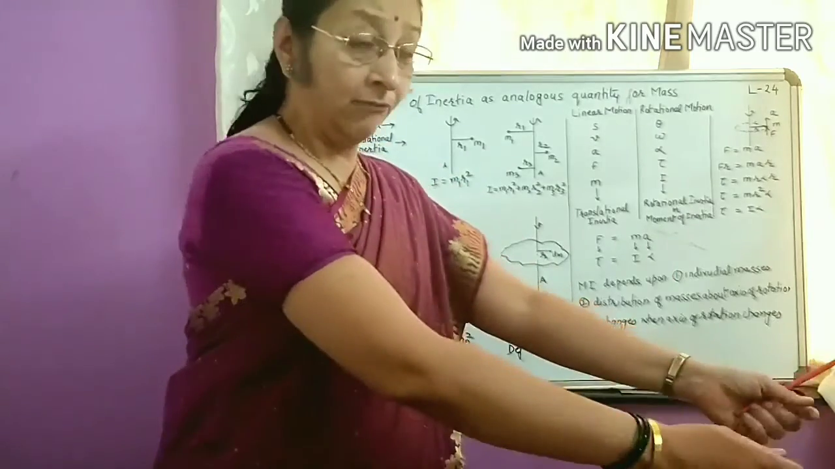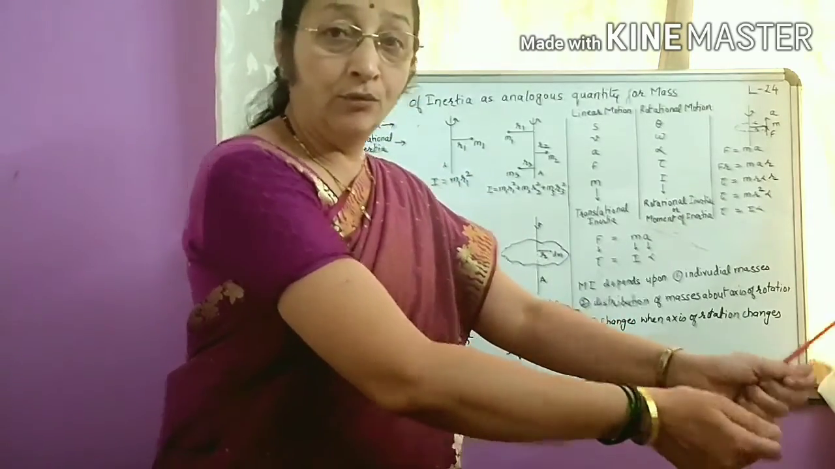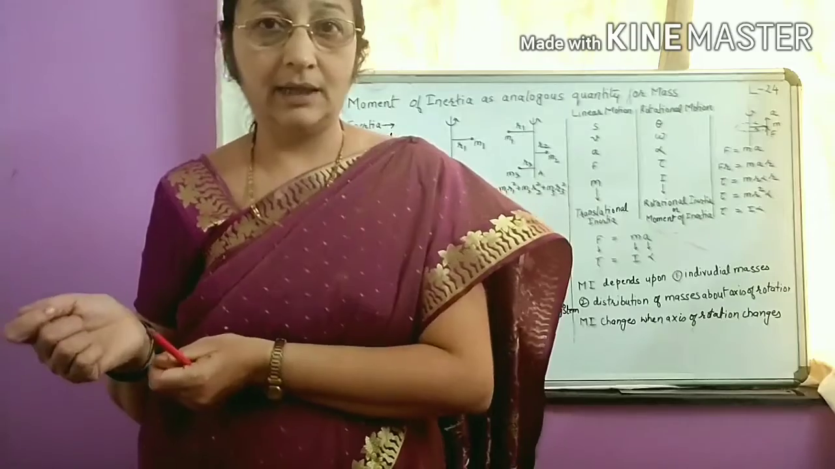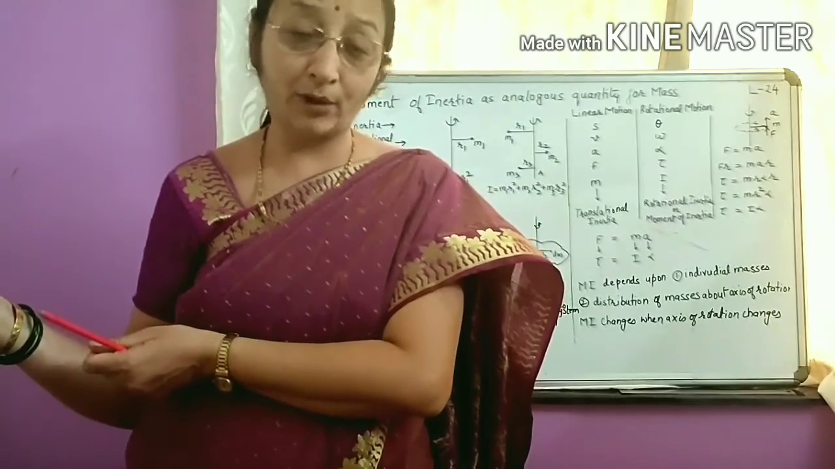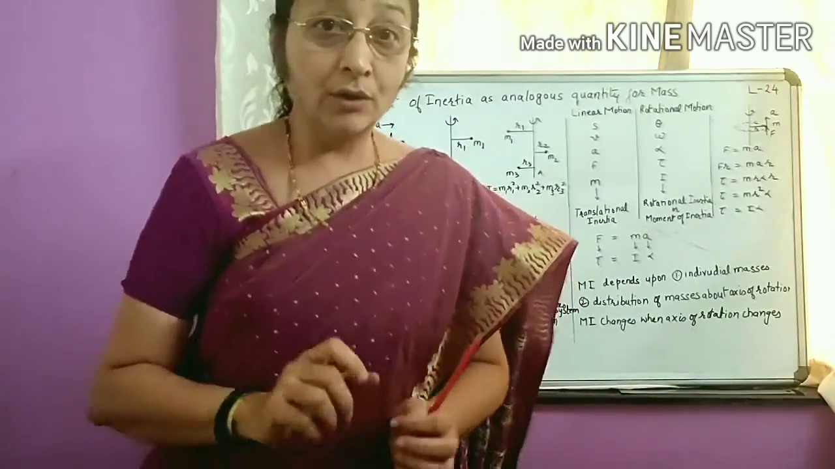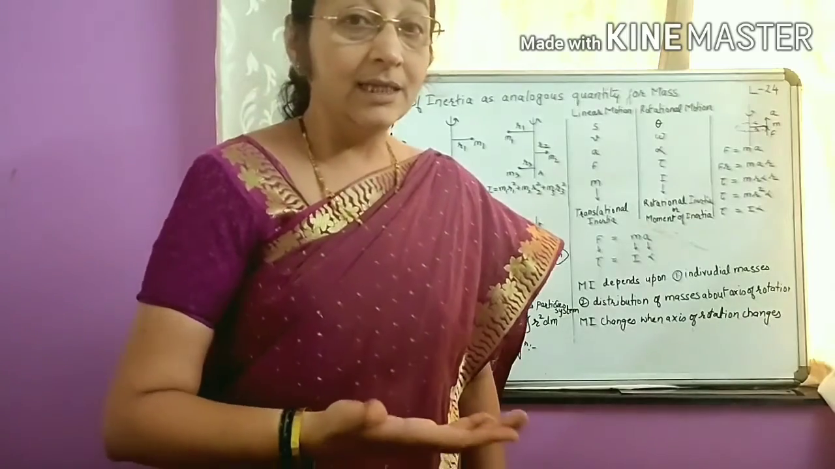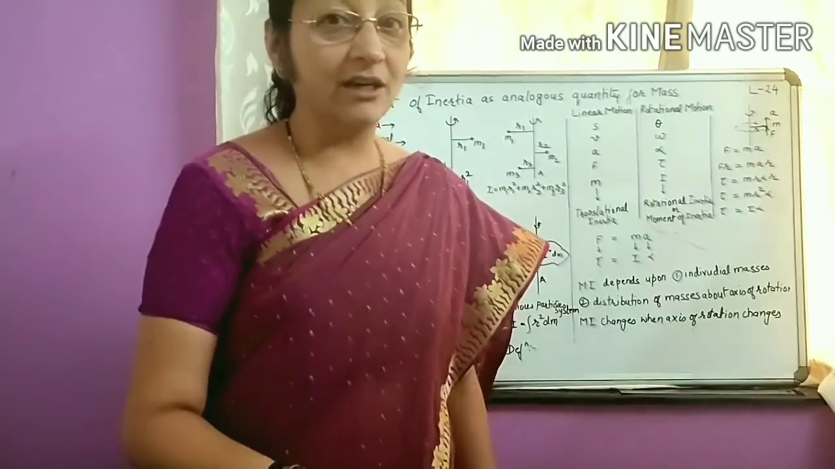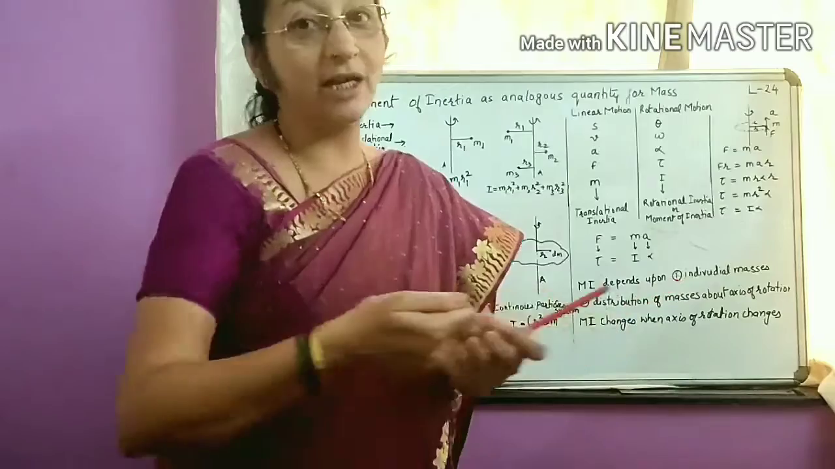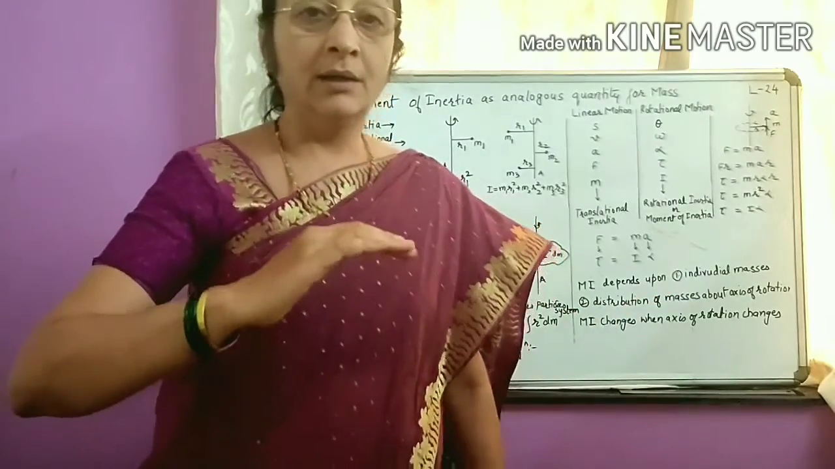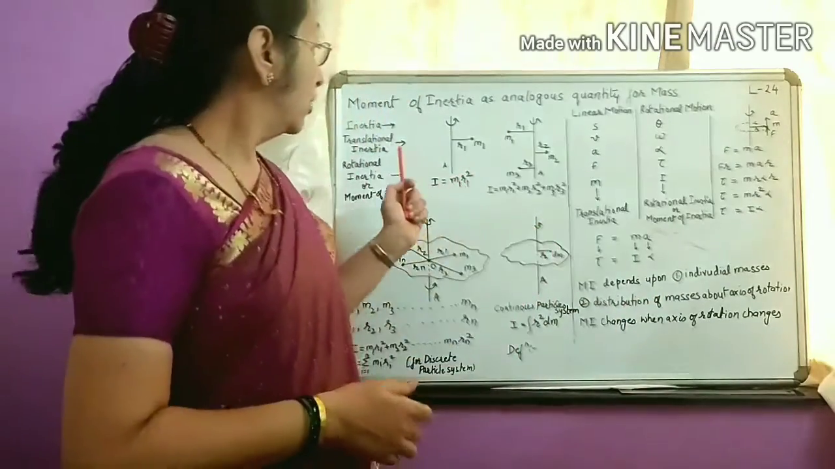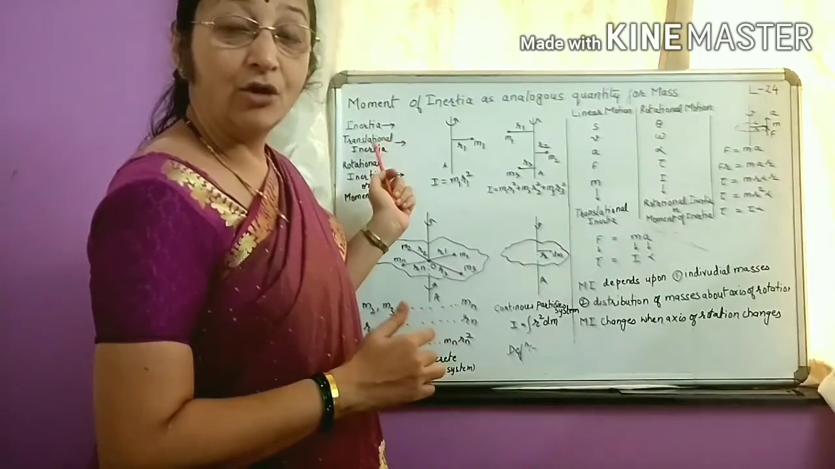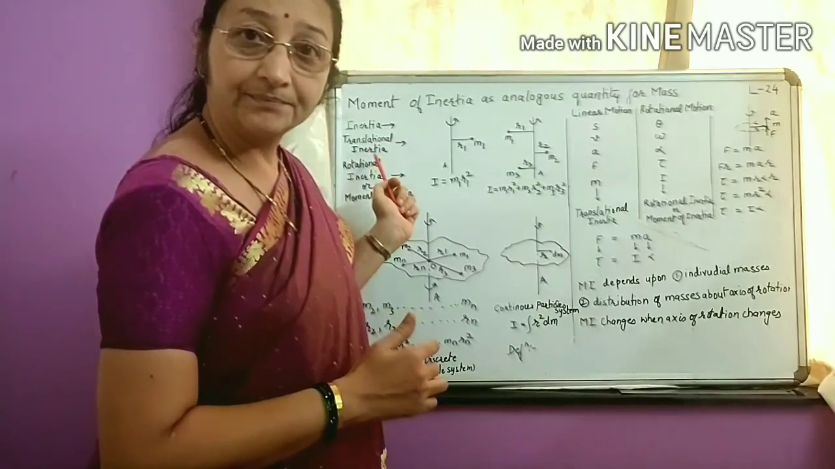So when a body is being moved from one place to another in a straight line, the mass is a measure of the translational inertia. कारण ट्रान्सलेशनल मोशन आहे, ती लिनियर मोशन आहे, म्हणून या केसमध्ये the mass is the measure of translational inertia.